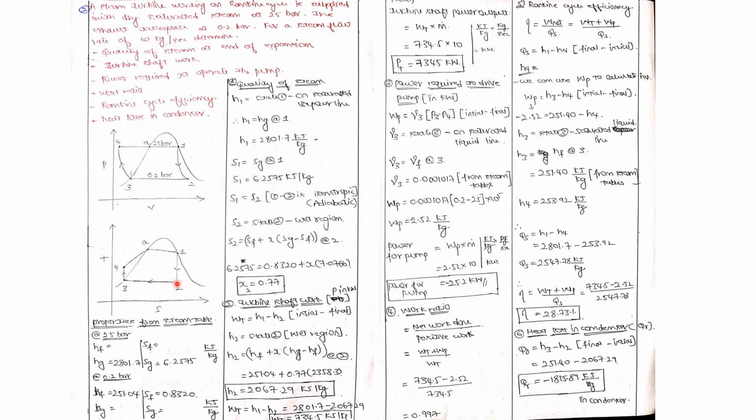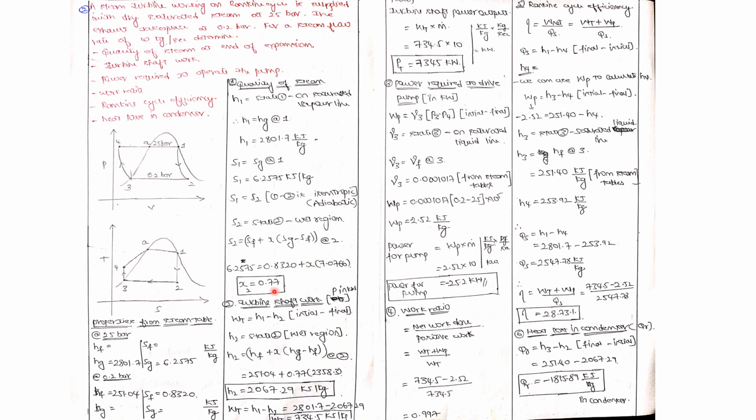If it is in the wet region, how do you calculate the entropy? Entropy S2 is equal to sf plus x into (sg minus sf) at state 2. This is at state 2. What is the pressure at state 2? Pressure at state 2 is 0.2 bar. So, at 0.2 bar, you will obtain the values of sf and sg. So, this is sfg directly written. And you know the value of S2. Substitute it, and you will get the dryness fraction. The only unknown in this particular equation is the dryness fraction. So, you will get the dryness fraction at state 2.